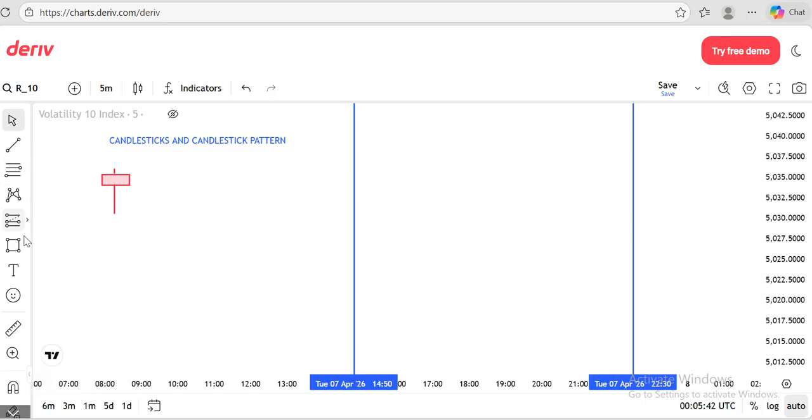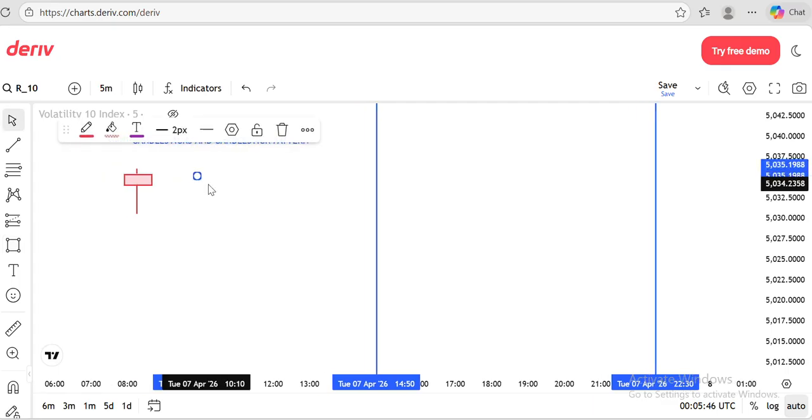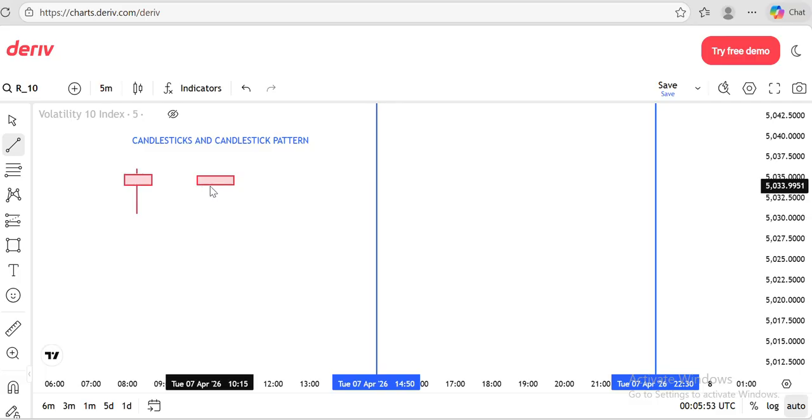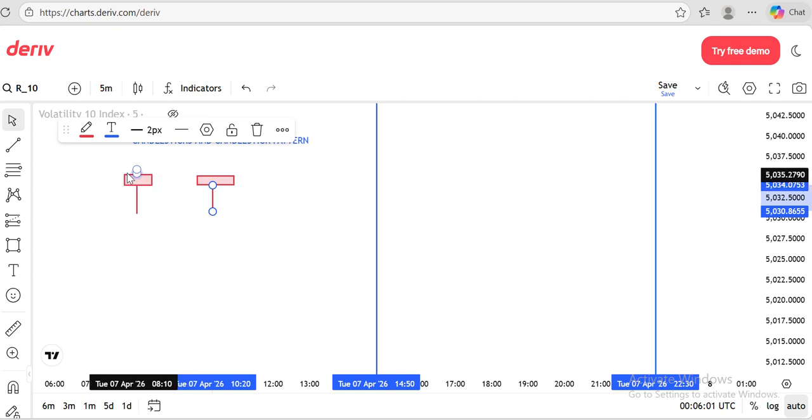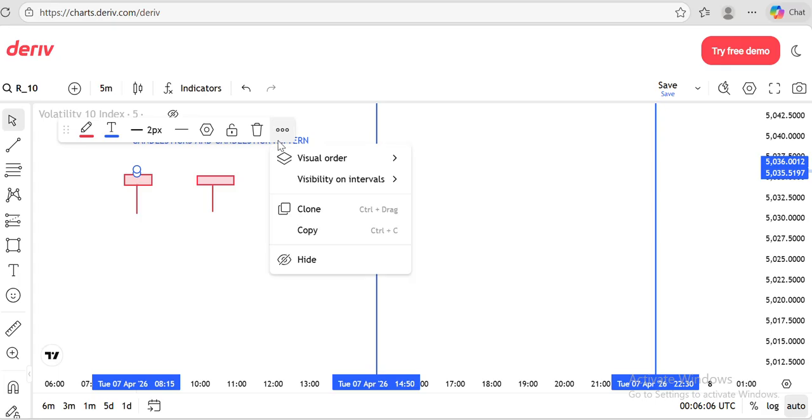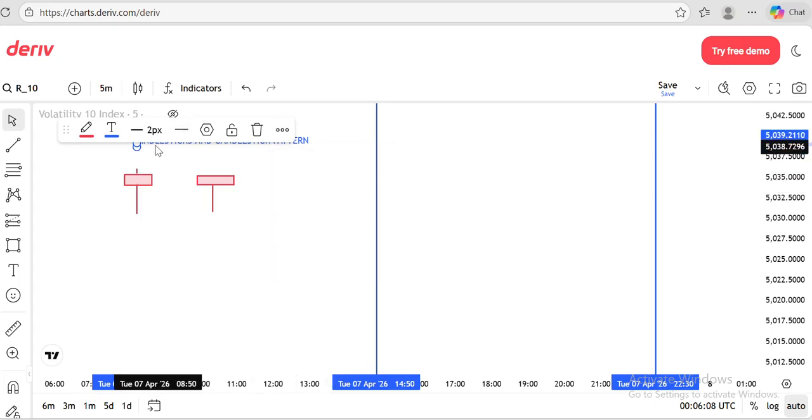Now your hammer or pin bar can be either bullish or bearish. So you can have either a bullish or a bearish hammer. Let me just draw both of them.